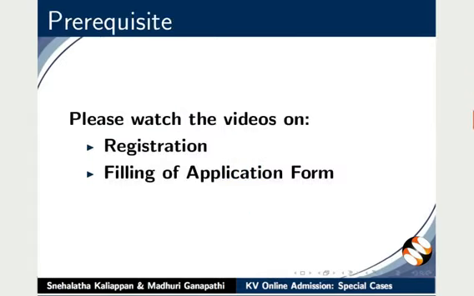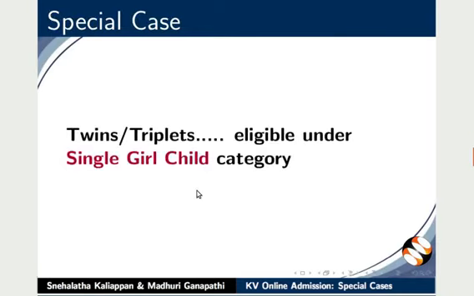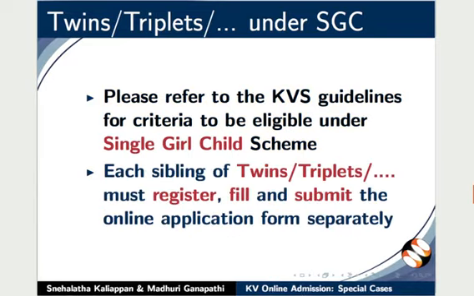As a prerequisite, please watch the previous videos on registration and filling of application form on KV application portal. Let me demonstrate with a special case: twins, triplets, quadruplets, or similar siblings applying under single girl child category. Please refer to the KVS guidelines for criteria to be eligible under single girl child scheme. Each sibling of twins, triplets, quadruplets, or similar siblings must register, fill and submit the online application form separately.